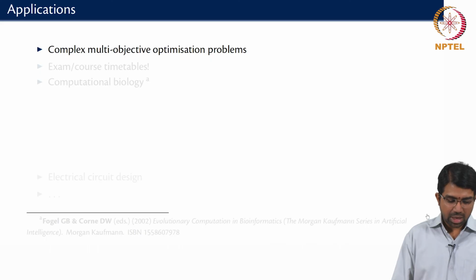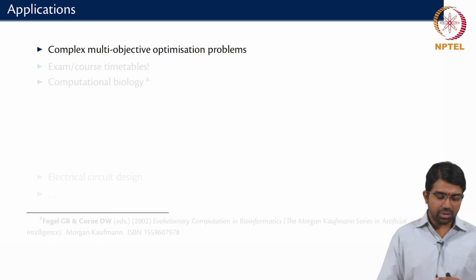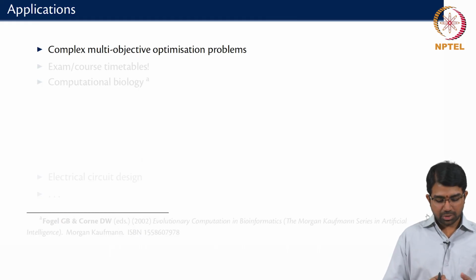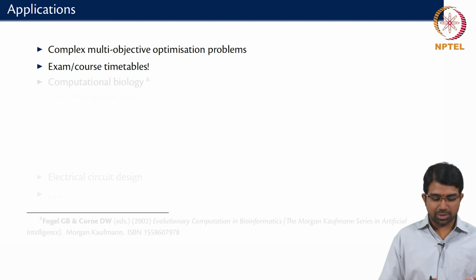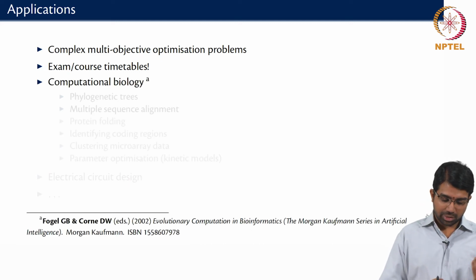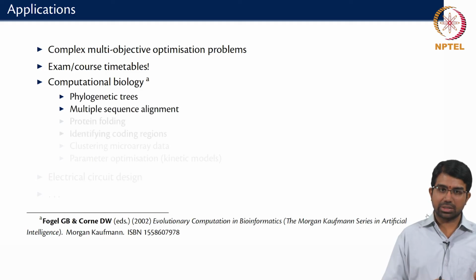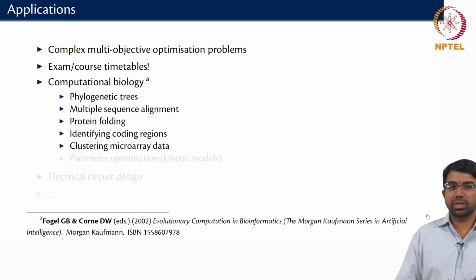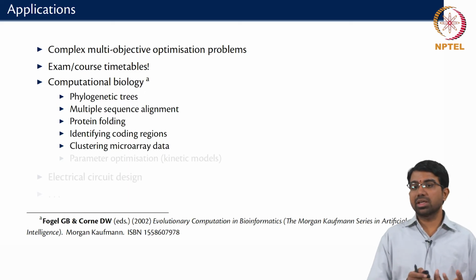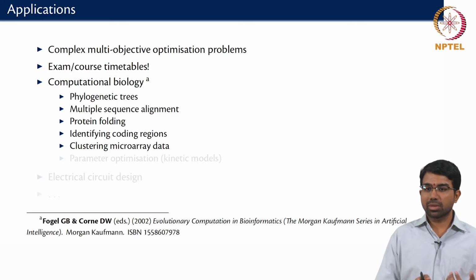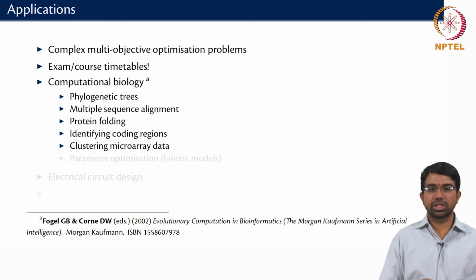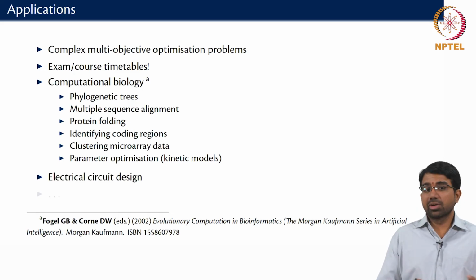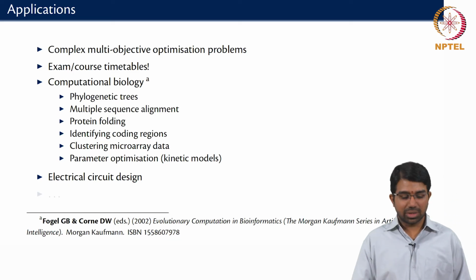So, to summarize, the main applications of GAs, or evolution algorithms, are in complex multi-objective optimization problems. It could be exam or course timetables or any scheduling problem as we saw, or in computational biology it is used in phylogenetic trees, multiple sequence alignment, protein folding, identifying coding regions in proteins, clustering microarray data. For k-means clustering you can imagine that this would be very useful because k-means clustering is again an optimization problem. Parameter optimization for kinetic models, which is where we started looking at it. It could also be used for things like electrical circuit design and so on.